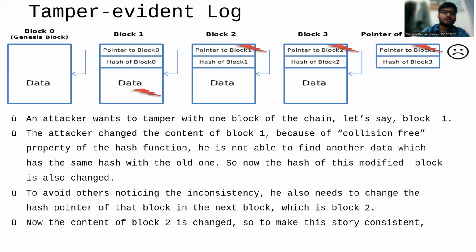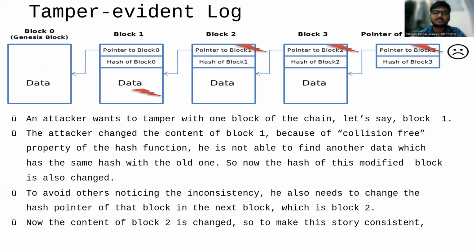Tamper evident log. Let's say an attacker wants to tamper with one block of the chain. Let's say in block one, the attacker changed the content of block one. Because of the collision free property of the hash function, he is not able to find other data which has the same hash as the older one. So the hash pointer of this modified block also changes. To avoid noticing the inconsistency, he also needs to change the hash pointer in the next block, which is block two. Now the content of block two is changed.